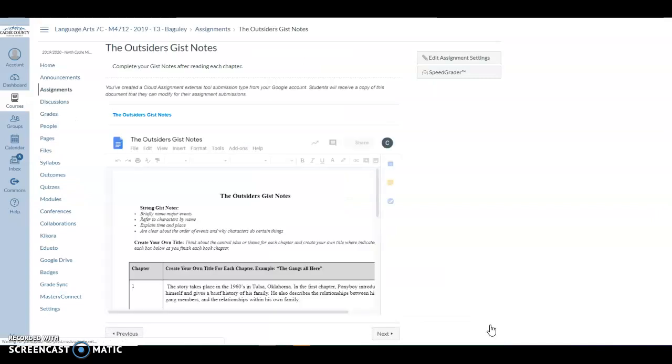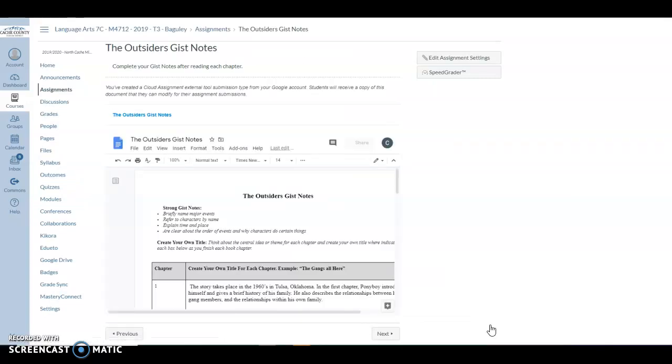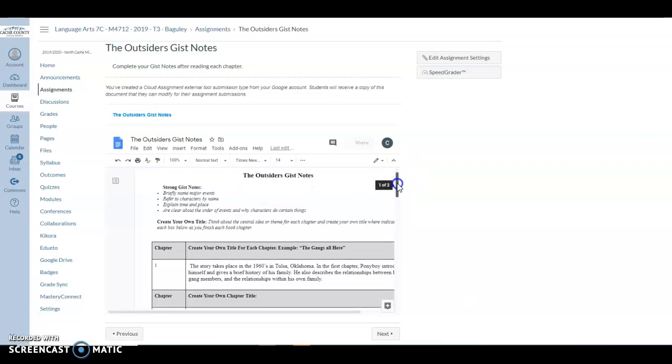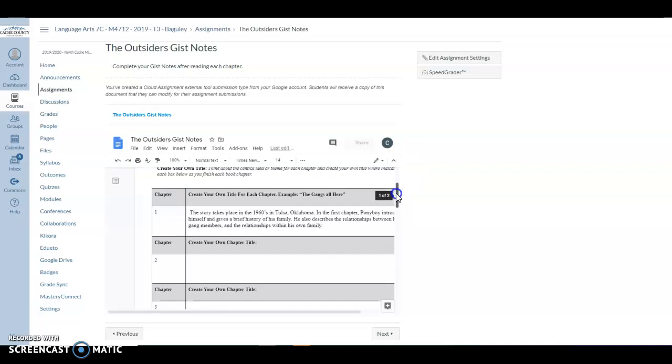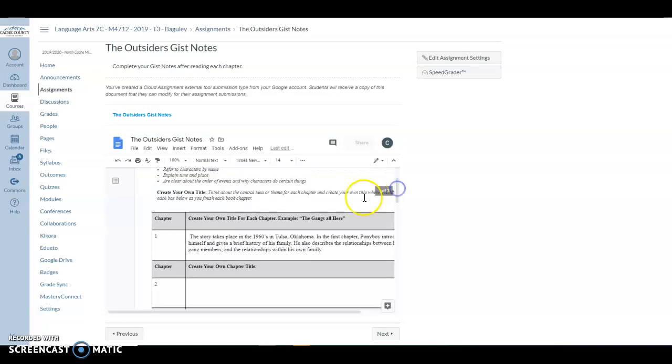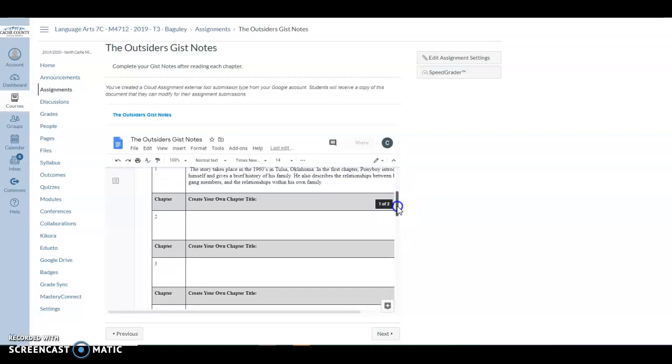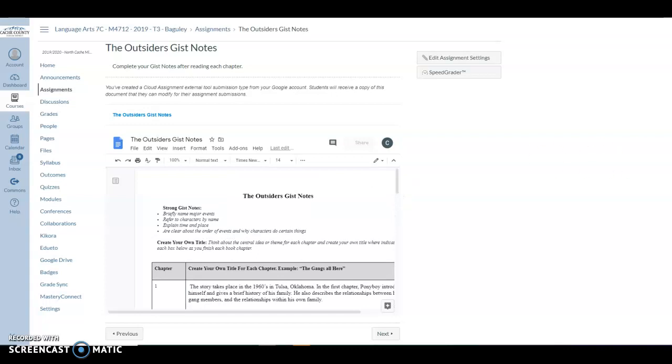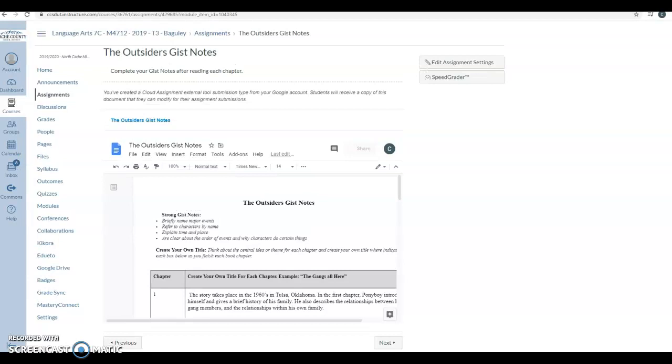Okay, now the next thing you need to pay attention to is you've got these Outsiders gist notes, and you are going to record your gist notes as you read the novel throughout the duration of this unit. So what you're going to do is fill in each of the chapter boxes each day, and we'll go into more detail on that when we actually get to the reading of the book, but I just want to kind of show you around where things are today. Okay, so like I said, we're not going to spend too much time talking about gist notes right now.